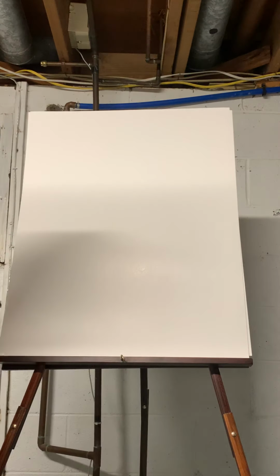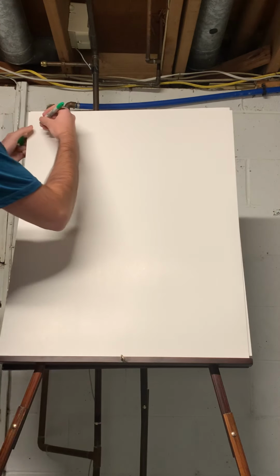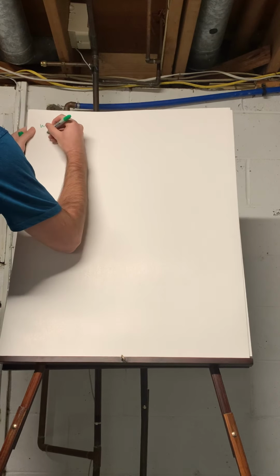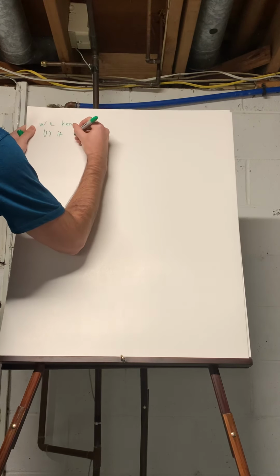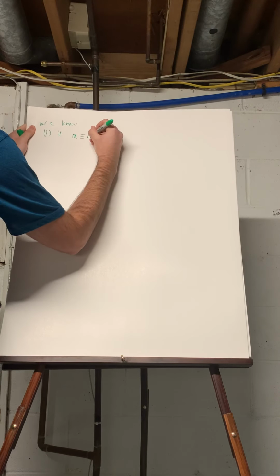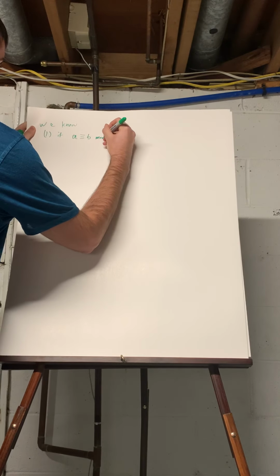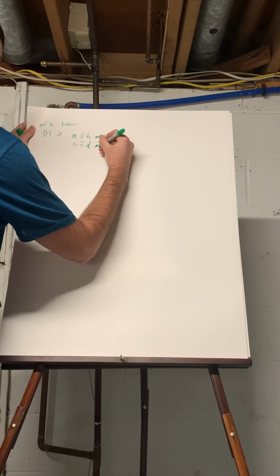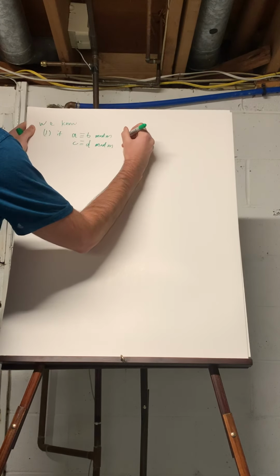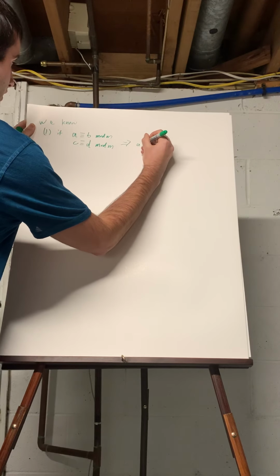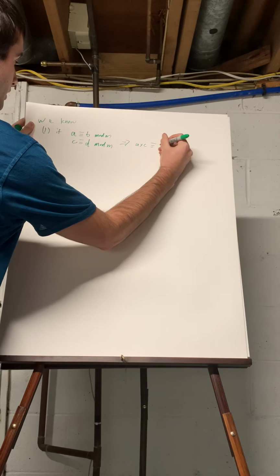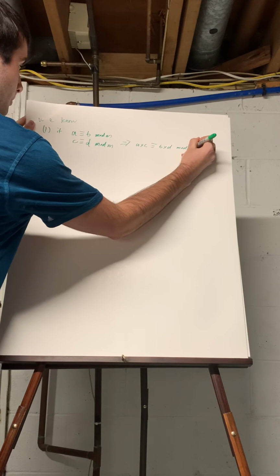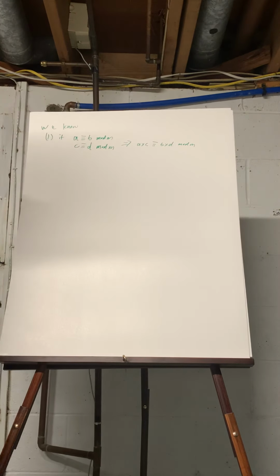From the modular arithmetic practice problems, we know that if A is congruent to B mod M, and C is congruent to D mod M, then A times C is congruent to B times D mod M. Okay, so we're going to use that later.